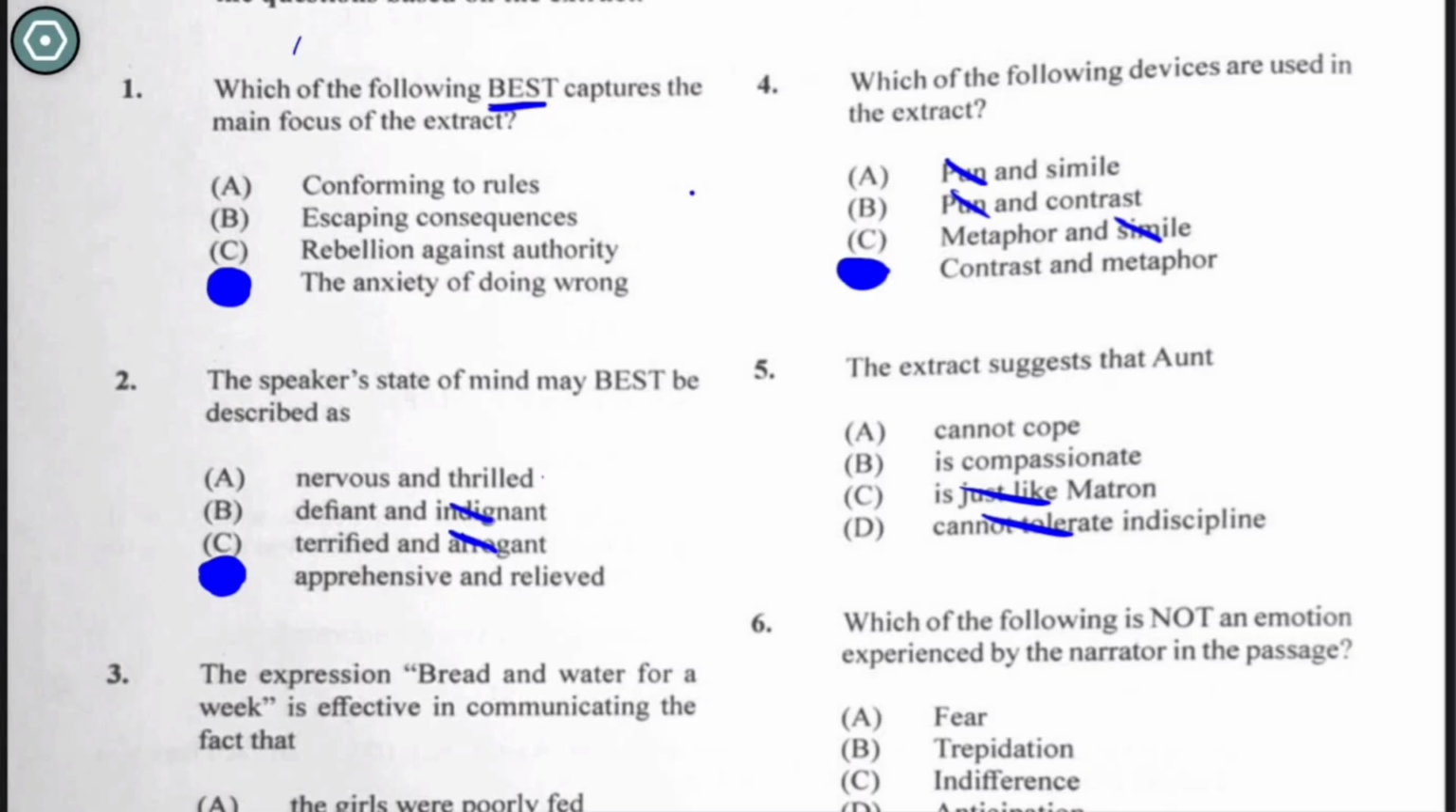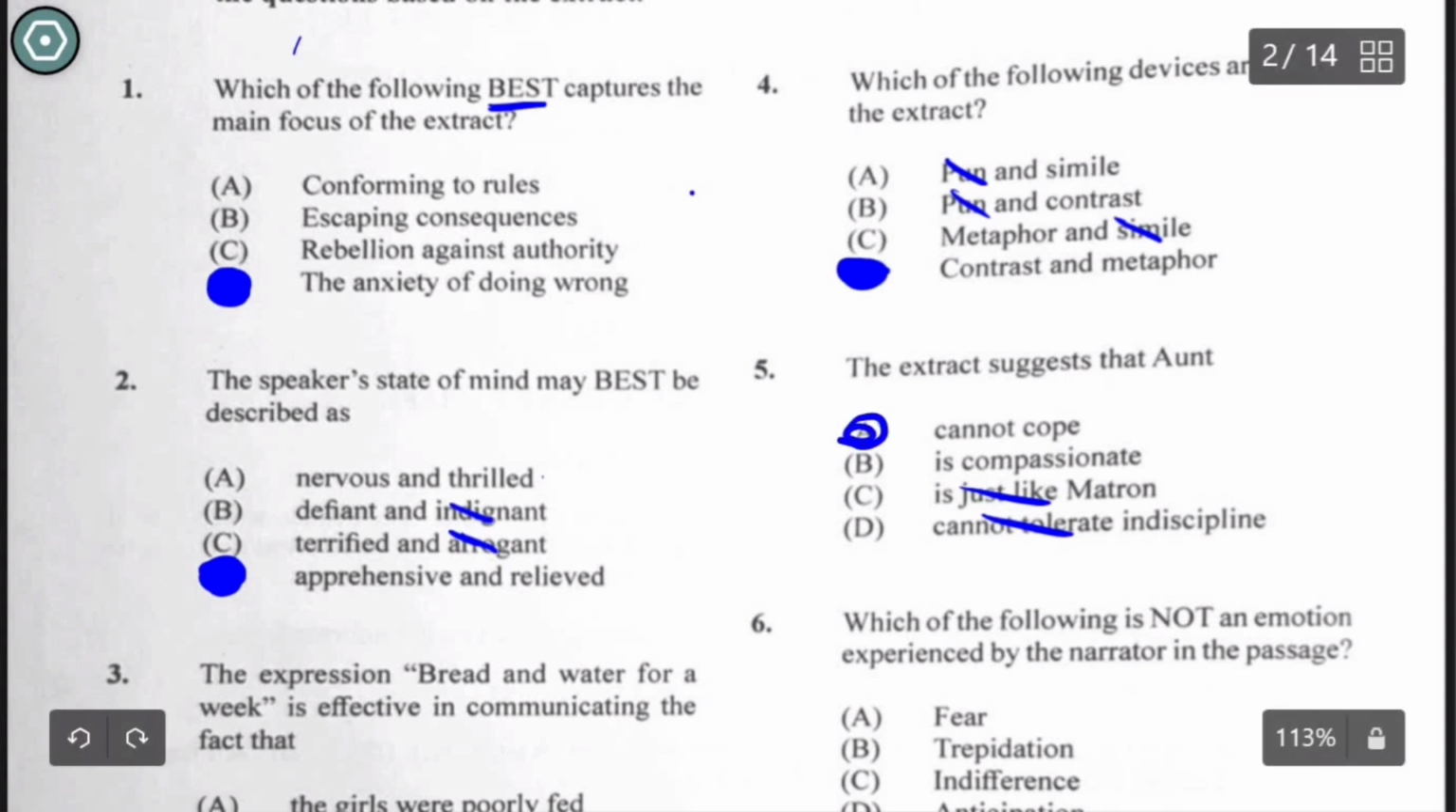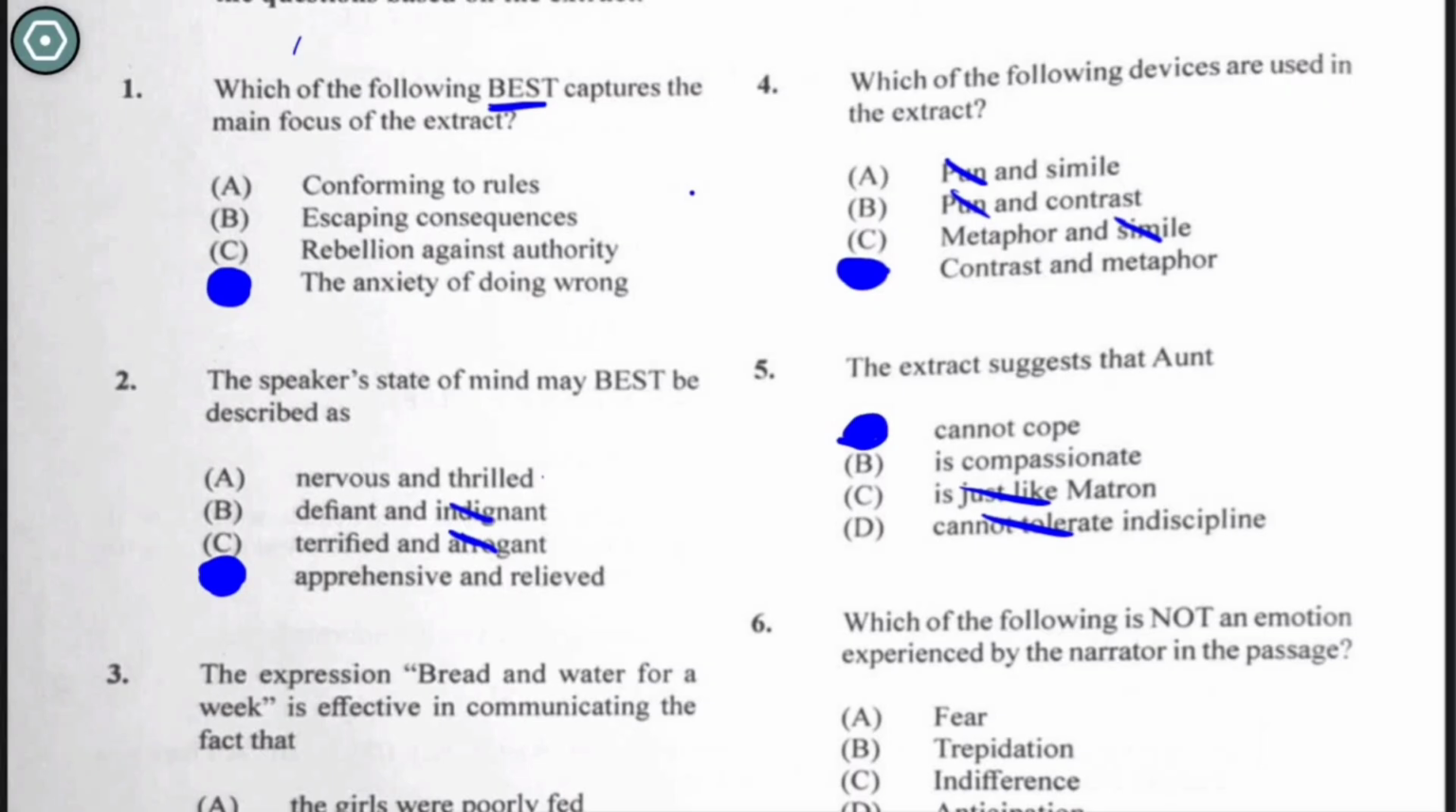And compassionate, it's not evident. I wouldn't say there's hard, strong evidence that aunt is compassionate, but there is evidence that she cannot cope, she cannot deal with the situation. That's why the place is so noisy and seemingly disorderly when she's in charge.